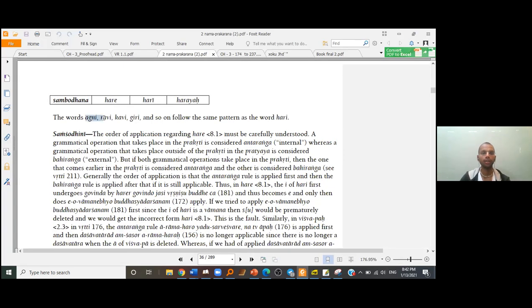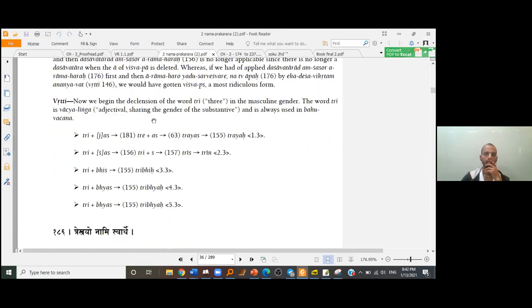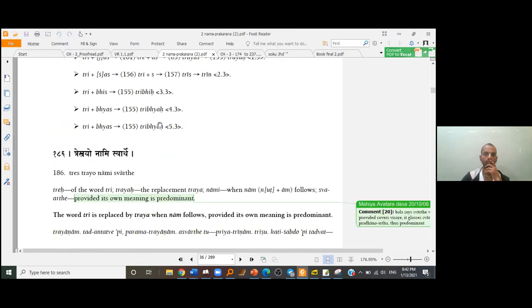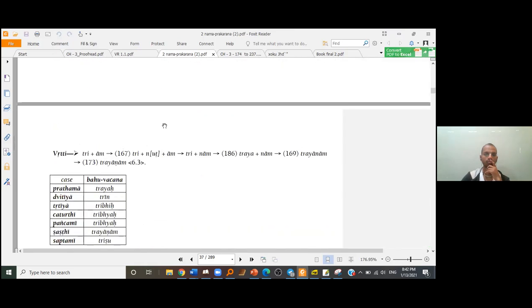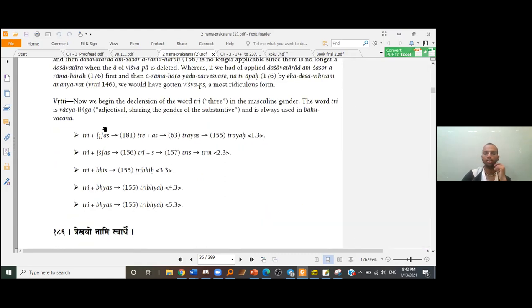Then the words Agni, Ravi, Kavi, Giri, and so on follow the same pattern as the word Hari. Like all those Ira mantras, Purushottam Linga Shabdas. Okay, we'll do one more. Tri. So the next Ira mantra Shabda with a different pattern is Tri in Purushottam Linga. Tri will be covered in all the lingas.